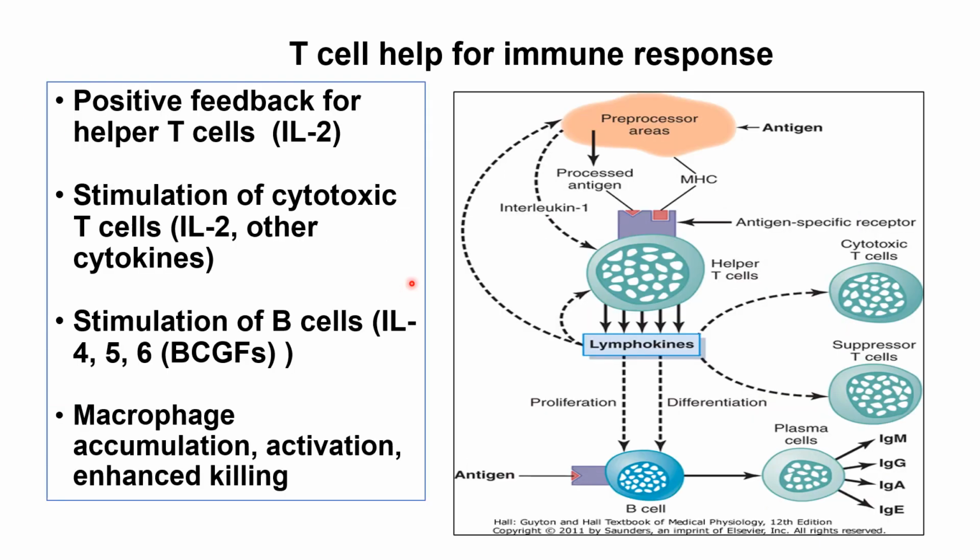So the various lymphokines which are released, one is interleukin 2, which is causing two actions. One, a positive feedback for the helper T cell and also leading to the stimulation of cytotoxic T cells. And the other one is interleukin 4, 5 and 6, that is responsible for the stimulation of B cell. The macrophage accumulation or the activation and enhancement of killing are brought by non-specific lymphokines.